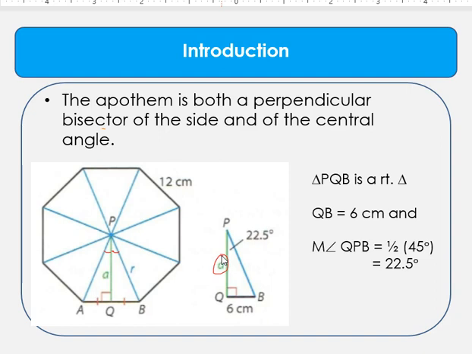So all of the side lengths in this octagon will be 12, so half of 12 will be 6. So you'll have the 6 centimeters, and we know that the central angle will be 360 divided by 8, which is 45, and I have that right here, and that angle QPB will be 1/2 of that. This whole angle here is 45. Each one of these is 45 degrees. So half of one of those angles is 22.5.